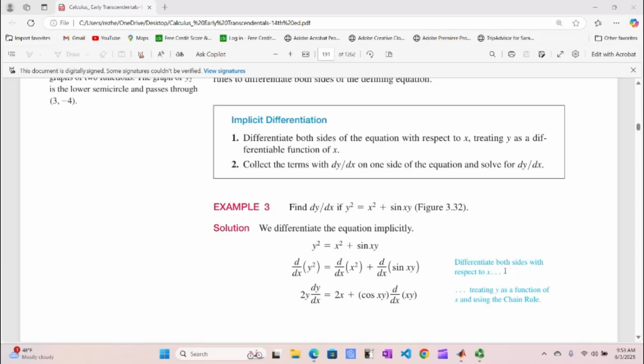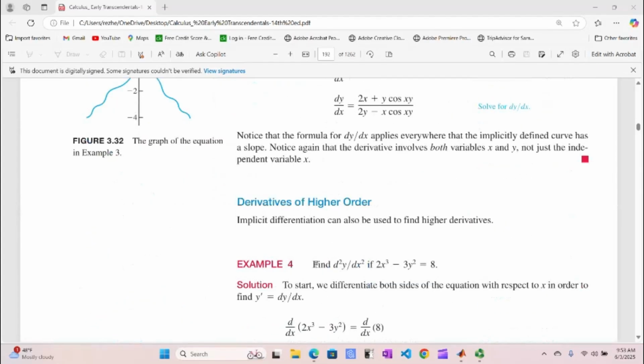Hello, in this video we're going to be looking at implicit differentiation using MATLAB. So in the video I will show you how to implicitly solve example 3: find dy/dx if y squared equals x squared plus sine of xy.